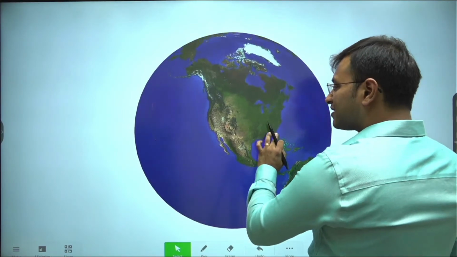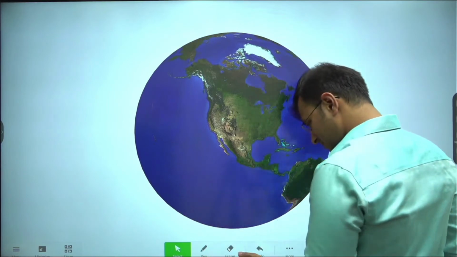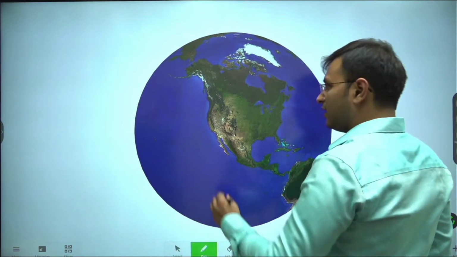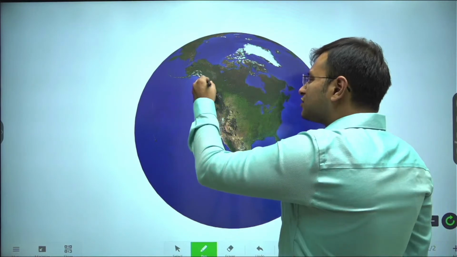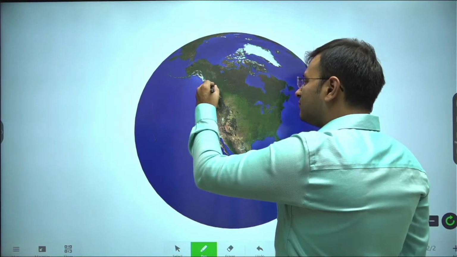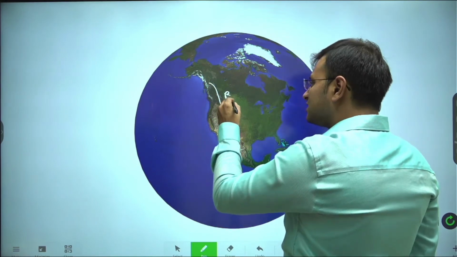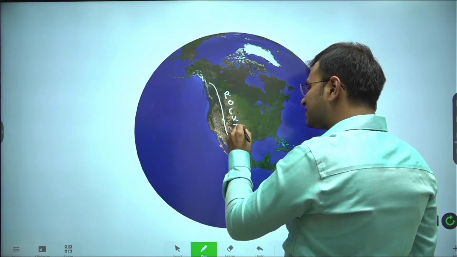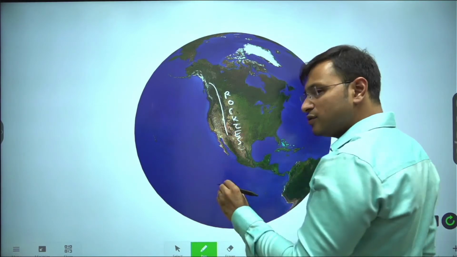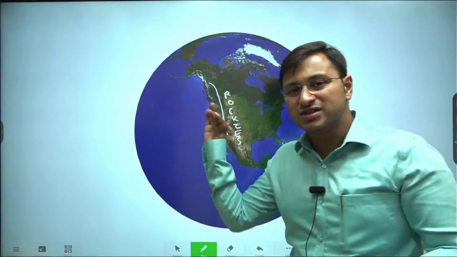So if we consider North America, on the west coast of North America you have a mountain range called the Rockies. All these mountain ranges we will discuss in detail when we do North America physical. You don't need to worry. You just need to understand what is happening, because once your concepts are clear, you will be pretty comfortable handling the information.